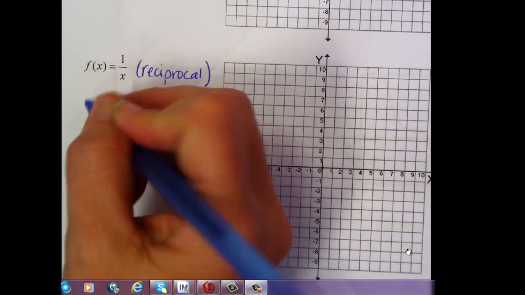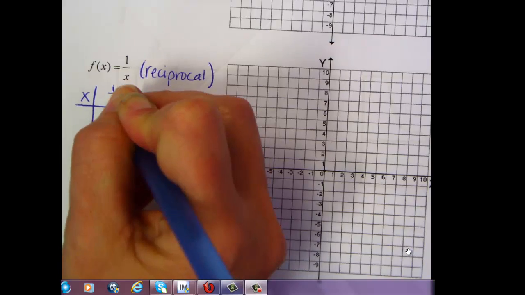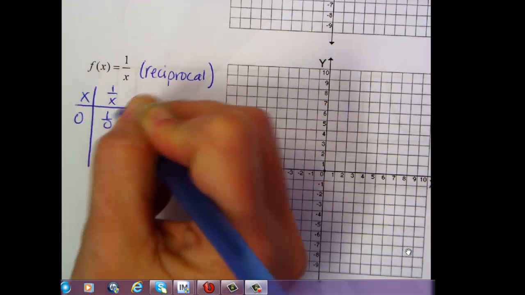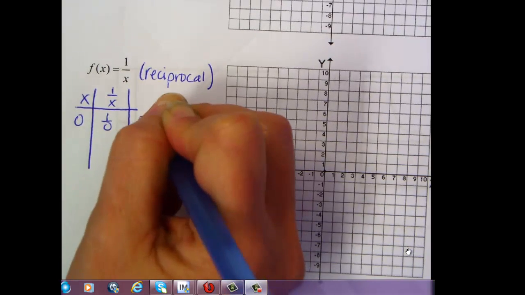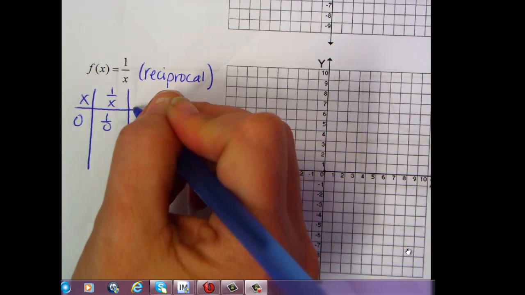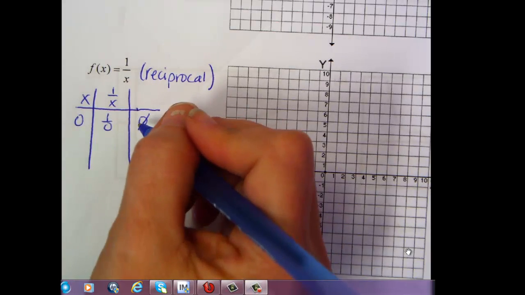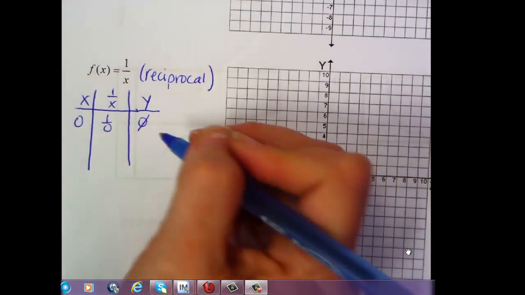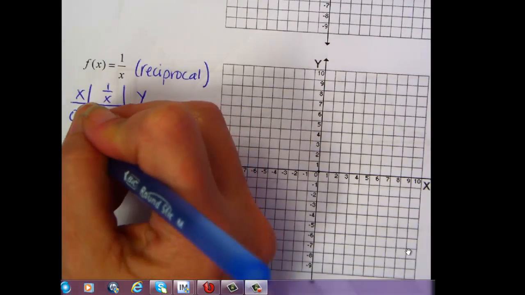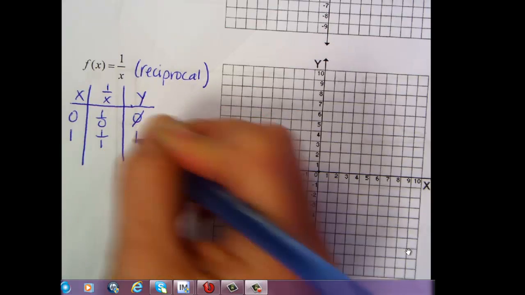So we've been plugging in 0 to start. So if x is 0, maybe we make a table of values. 1 over x is 1 over 0. Well, that's undefined. There's no such number. We can never divide by 0. So again, we're going to start dealing with some asymptotes. Can't plot 0 anything with a reciprocal function. Let's go to 1. If x is 1, 1 over 1, the reciprocal of 1 is 1. So we can plot that point 1, 1.